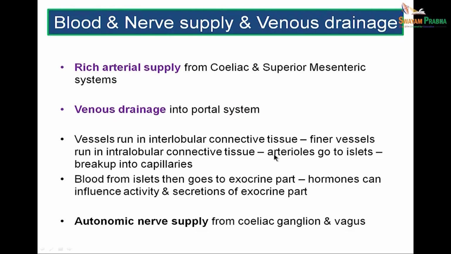The arterioles go into the islets, break up into capillaries, and endocrine secretions get into these capillaries. The blood from the islets then passes into the exocrine part. So, the hormones which are poured into these capillaries can now influence the exocrine part. Autonomic nerve supply comes from the celiac ganglion and the vagus, and the autonomic nerves influence pancreatic secretion.